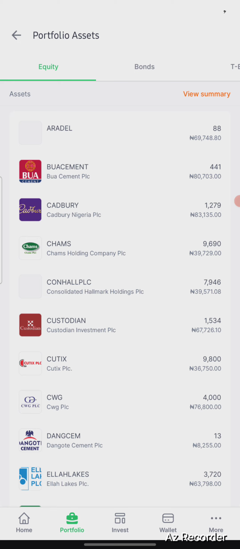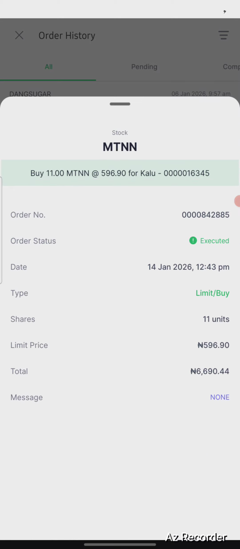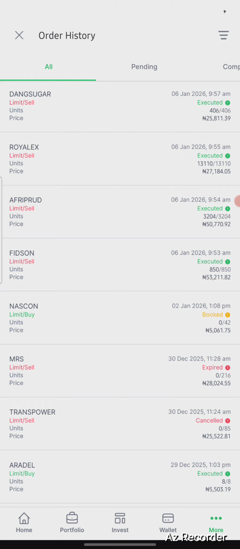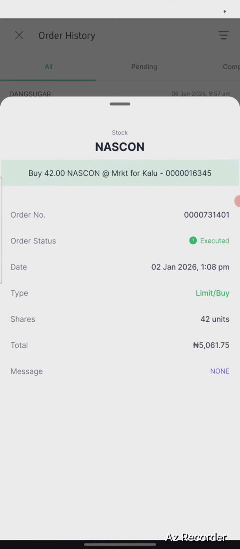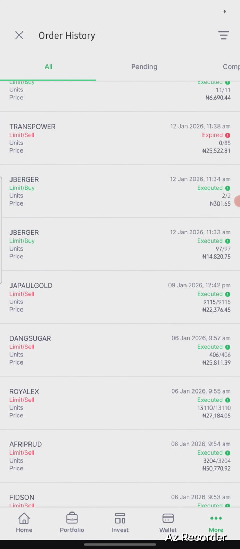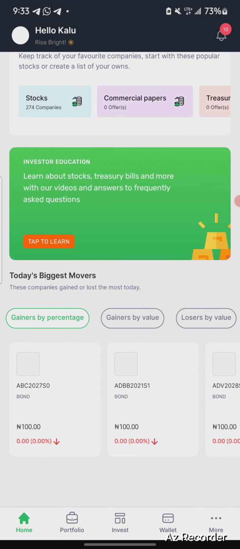There's nothing else you need to do. Sometimes if you click on more and go over to order history, it will be showing booked. But when you click on it, if it shows executed, you just ignore this booked you are seeing here. As you can see, this NASCON is showing booked here, but when I click on it, you will see that the order executed. If it is showing executed this way, you don't need to worry about it. Know that your order executed, and just go over to your portfolio, your equity and bonds, and you'll see your stock there. So this is how I buy my stock.